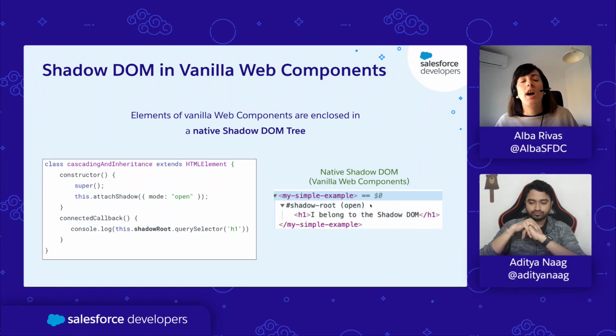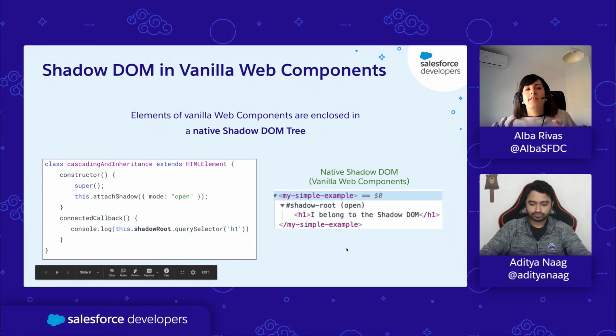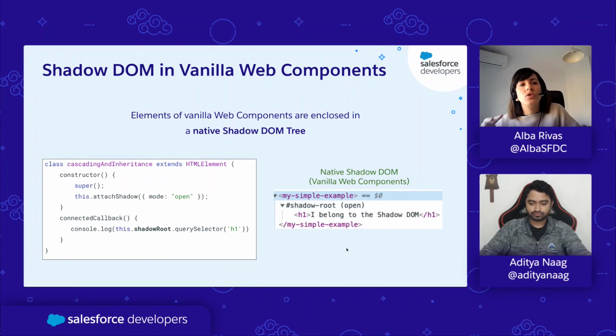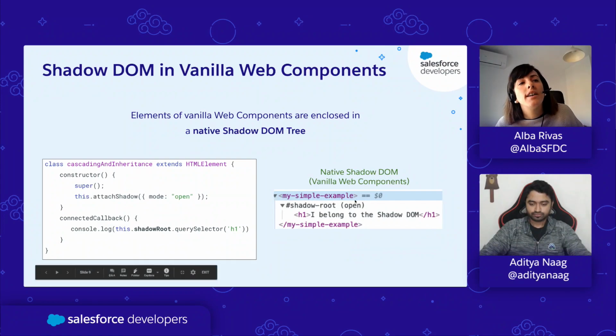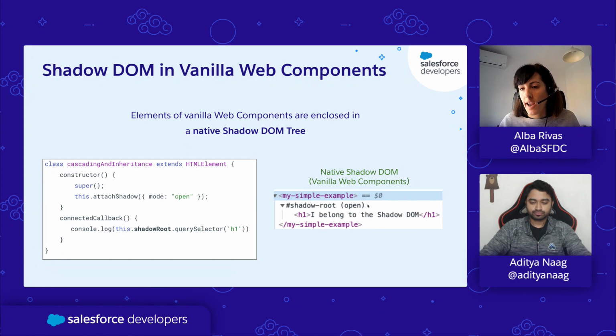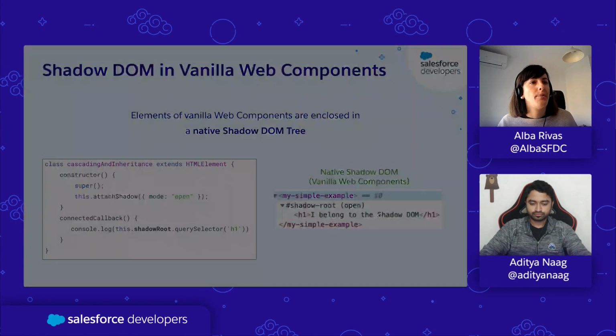If you take a look at a native web component in Chrome Developer Tools and you activate an option on the settings, I think it's called User Agent Shadow DOM, you are going to see something like this. The flattened DOM is going to be exactly the same, but there is something in Chrome Developer Tools that tells you that those elements belong to a Shadow DOM tree, right?